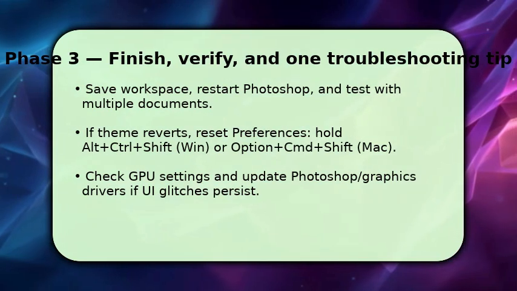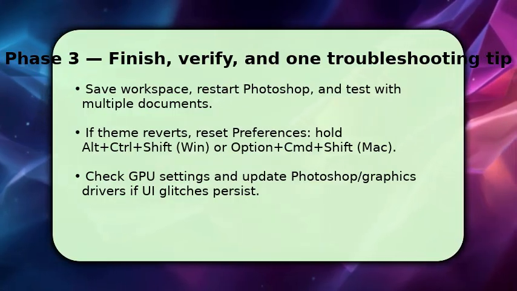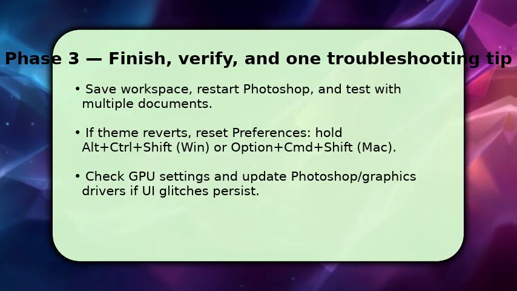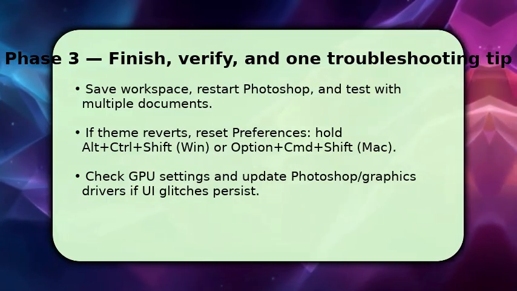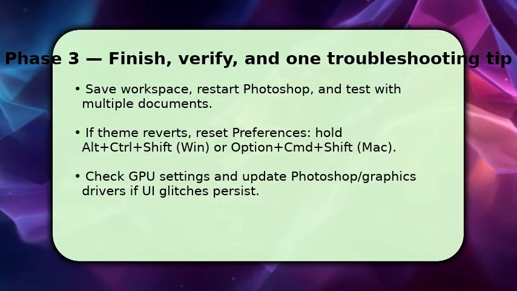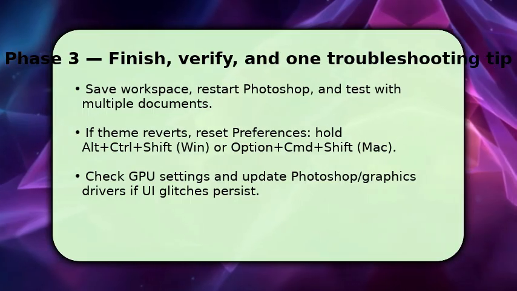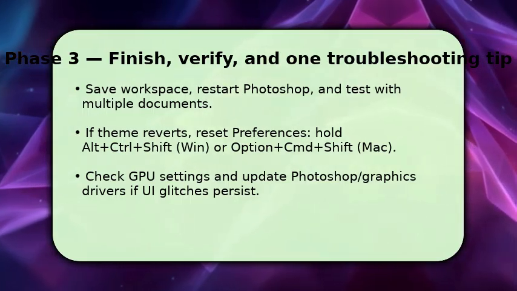To finish, save your dark workspace and test with a couple of files to confirm everything stays dark. Once done, restart Photoshop once more to ensure settings persist. If the theme reverts or panels look wrong, reset Preferences by holding Alt plus Control plus Shift on Windows or Option plus Command plus Shift on Mac while launching.